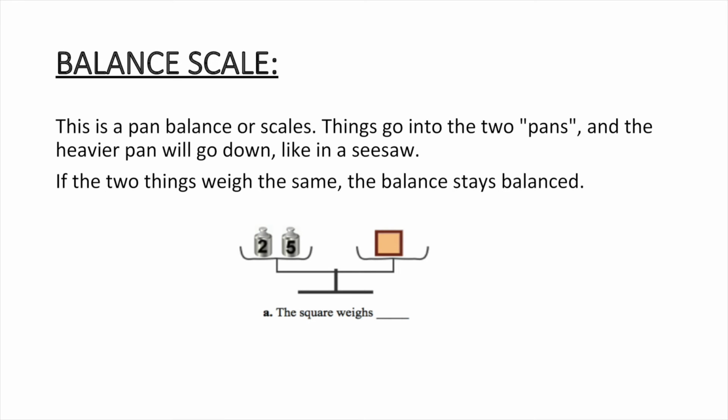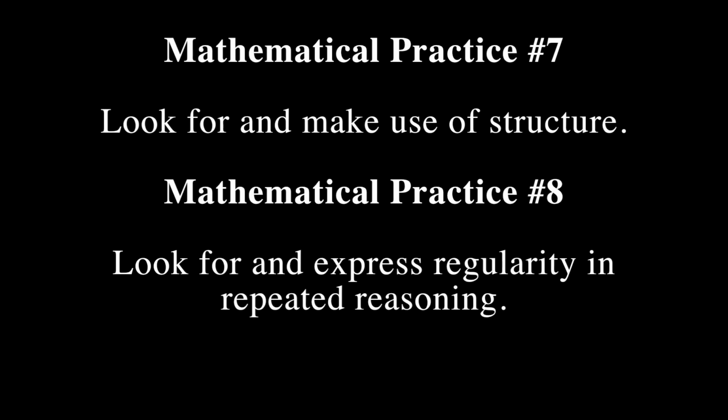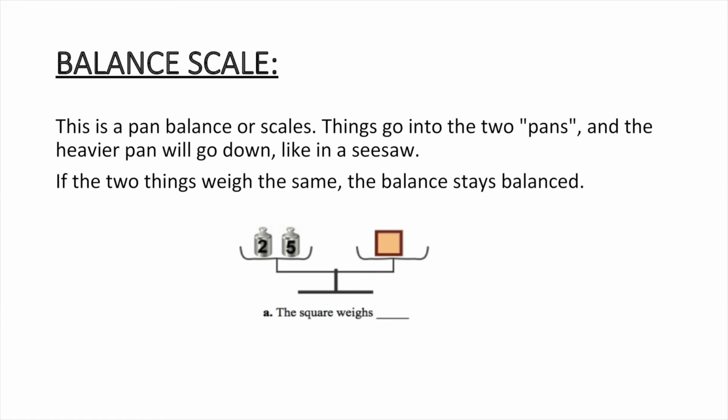Some scholars will start to see a pattern and do mental math to solve the problem. They will be able to determine shortcuts and patterns in reasoning, which is mathematical practice 7 and 8. But it is best that a scholar practice writing out the steps, because the next concept to be taught is solving two-step equations and multi-step equations.